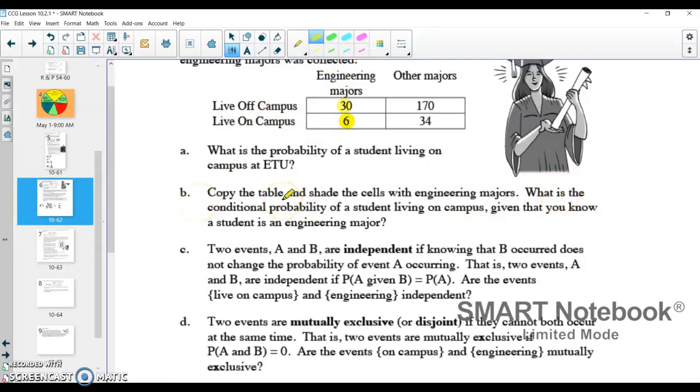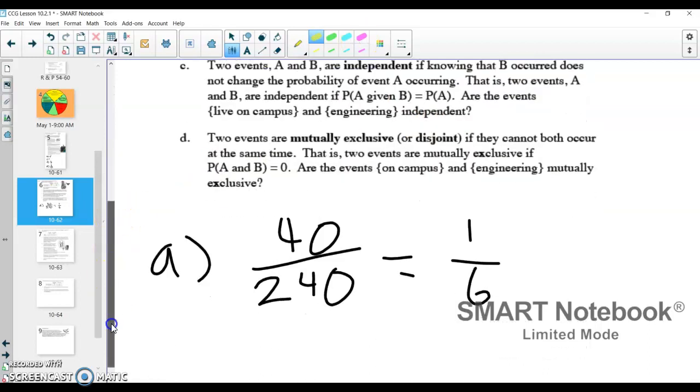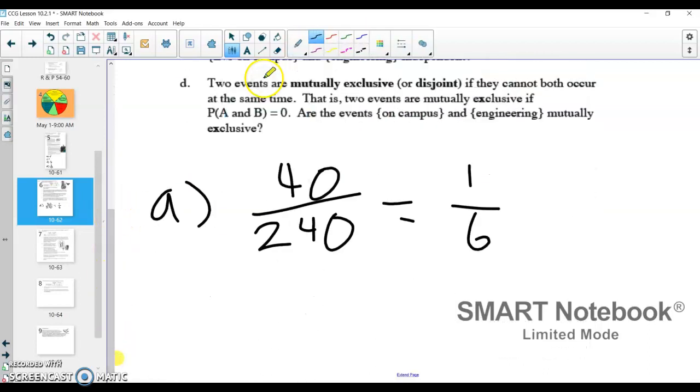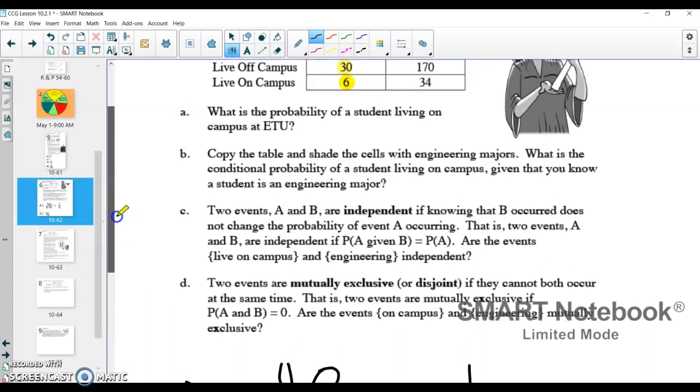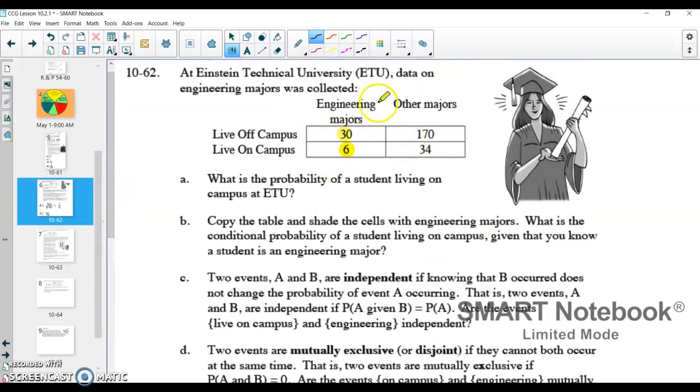What is the conditional probability of a student living on campus given that you know the student is an engineering major? Well, that's going to change our sample space, because now we're going to forget about these other majors and we're just going to focus on the students that are engineering majors. And so for part B here, we know that there are 36 total students in our new sample space because there are 36 engineering majors at this school.